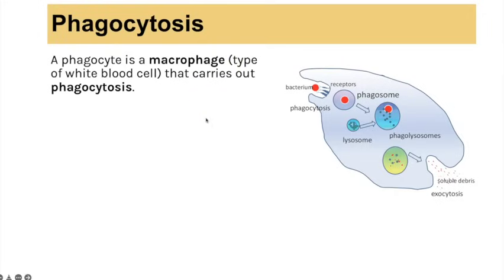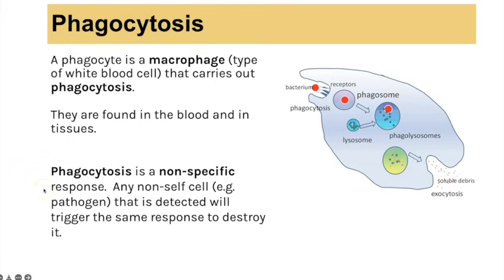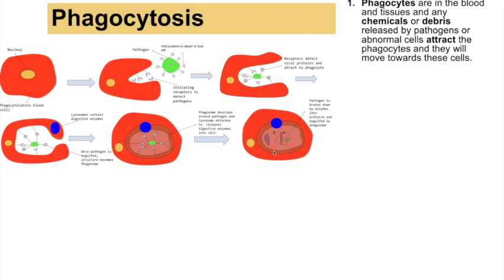A phagocyte is a macrophage cell, which is a type of white blood cell, and they are found in the blood but also tissues. Phagocytosis, as we said, is a non-specific response. So any non-self cell that is detected will trigger the same response every time to cause the destruction of that object. So the stages of phagocytosis are, first of all, the phagocytes are in the blood and the tissues, and any chemicals or debris released by the pathogens or abnormal cells attract the phagocytes, and that will cause those white blood cells to move towards the cell.